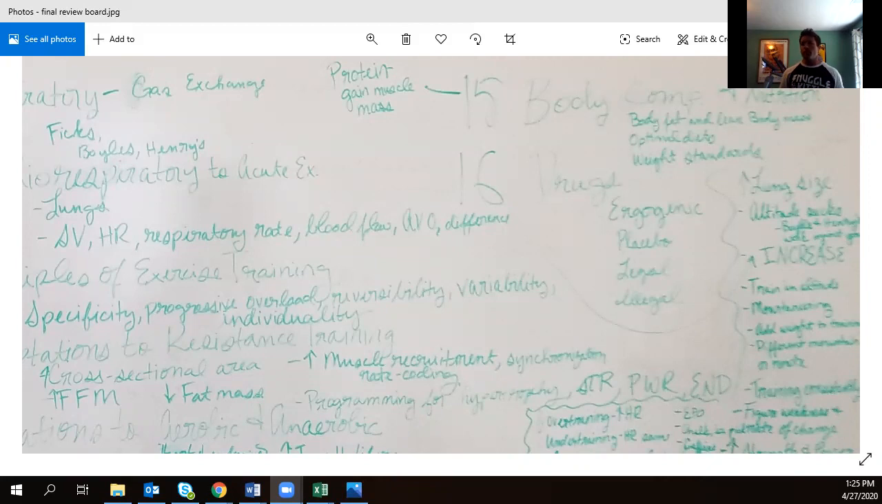Specificity? Yeah, specificity. Good, Gracie. Why is that? Because that's going to benefit them the most. There's no point in a softball player doing a ton of soccer conditioning when that's not specific to their sport.